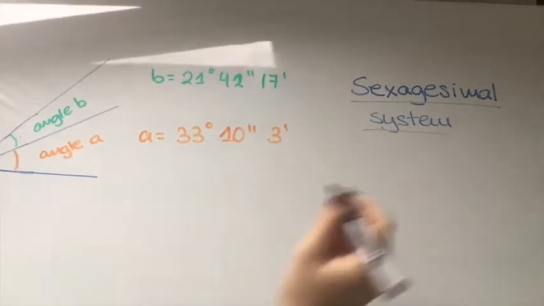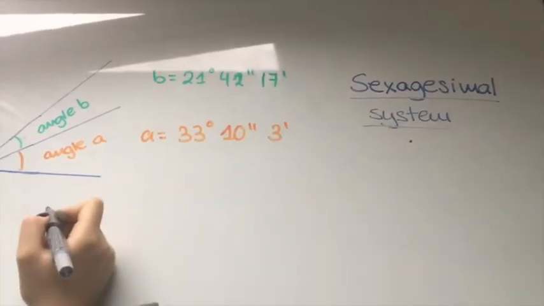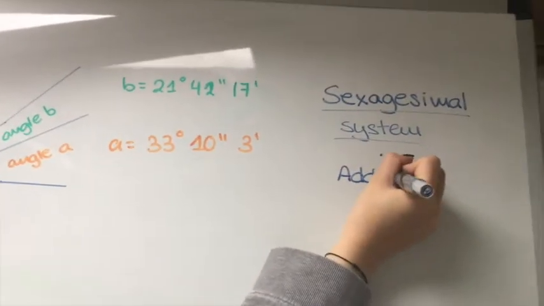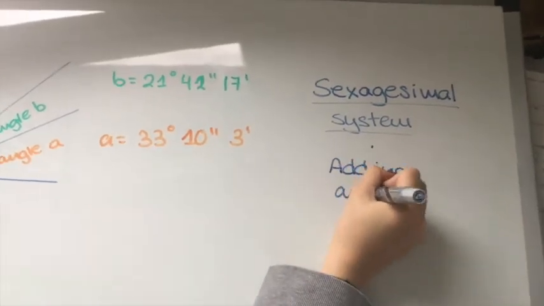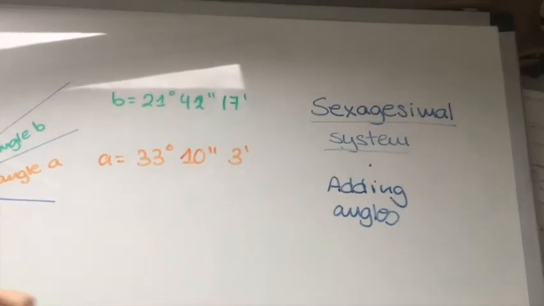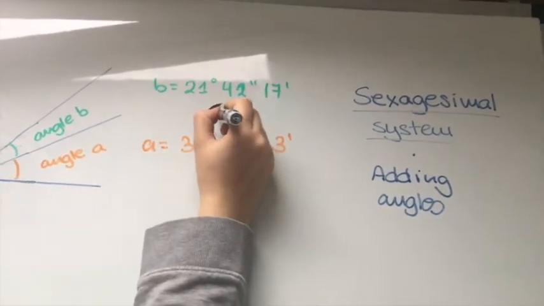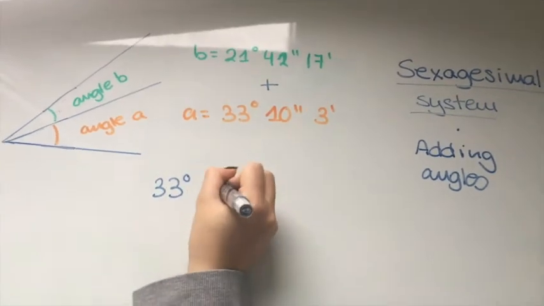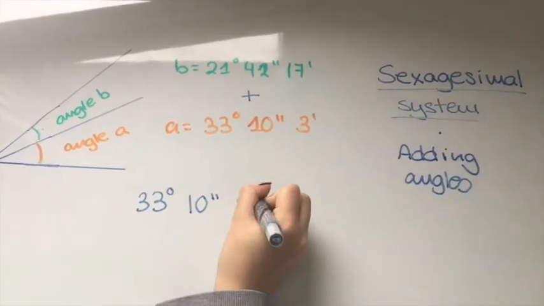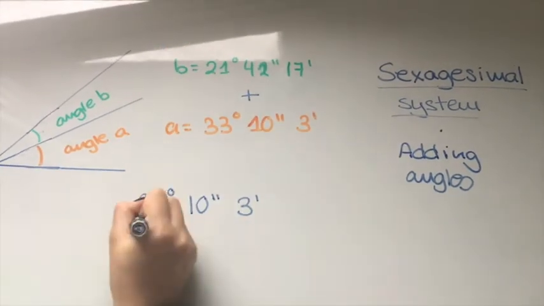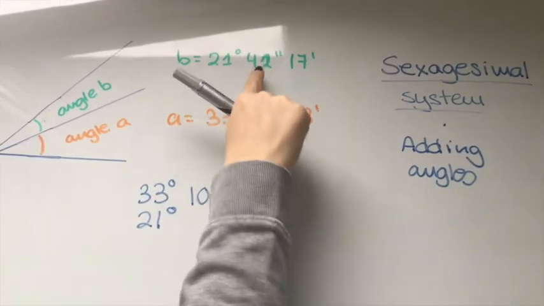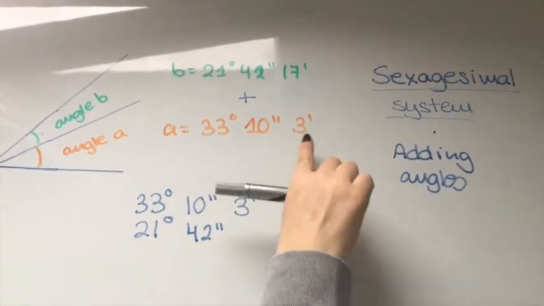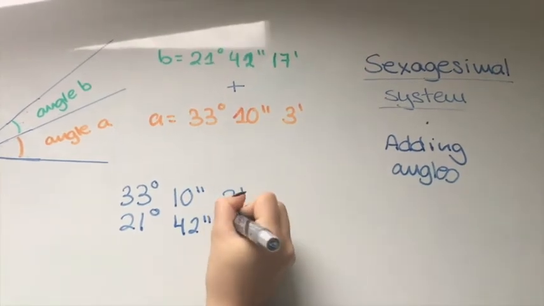The sexagesimal systems let us do operations with the angles, such as addition. So now, as you can see, we are going to add together angle A and angle B. To do that, we are going to place them in the right position. So we pick the first angle, angle A, and we write the degrees, then the minutes and finally the seconds. Below we will write the angle B, the degrees below the degrees, the minutes below the minutes, and so on.